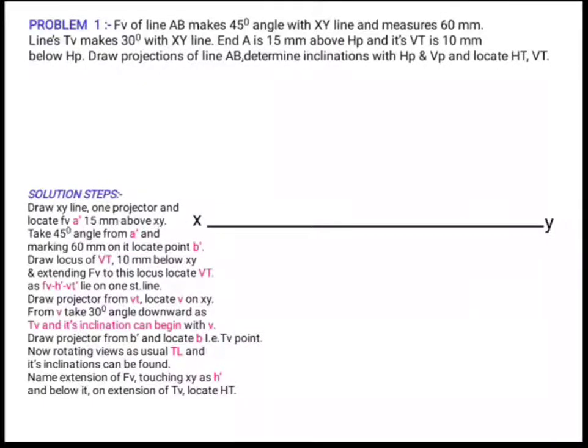Start from XY line. Now the given data is the height of point A dash from XY, given as 15 millimeter above horizontal plane. So we can mark the point A dash 15 millimeter above XY line. Now 45 degree alpha is given, so I can mark a line 45 degree inclined through A dash. Now the length of elevation is given as 60 millimeter, so I can mark 60 millimeter on this 45 degree inclined line and mark the point B dash.